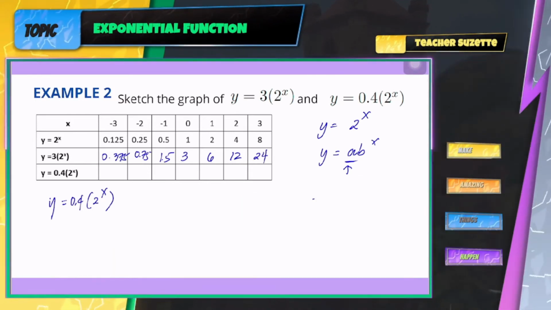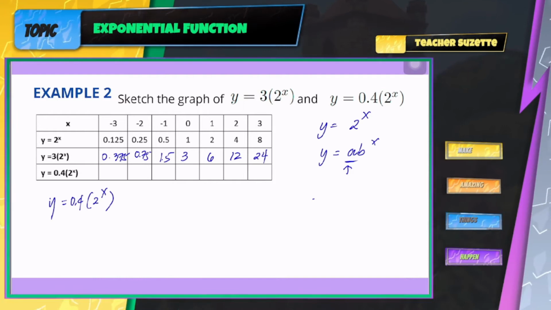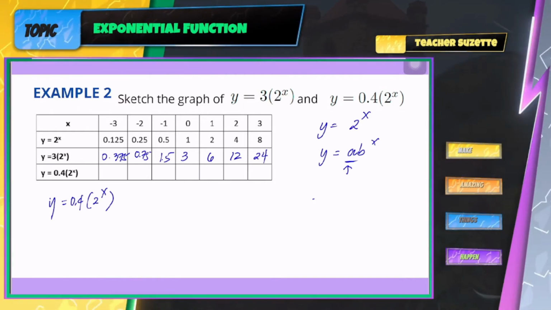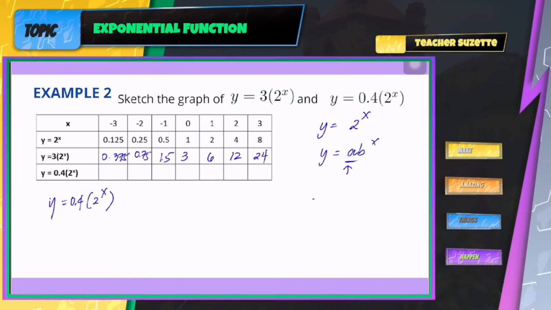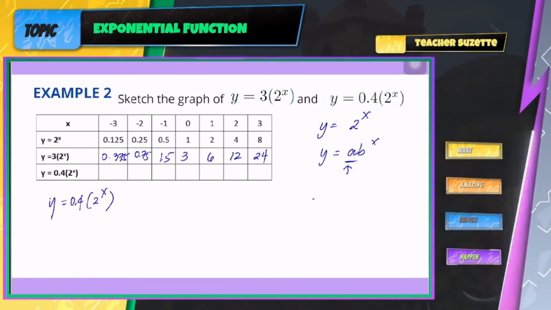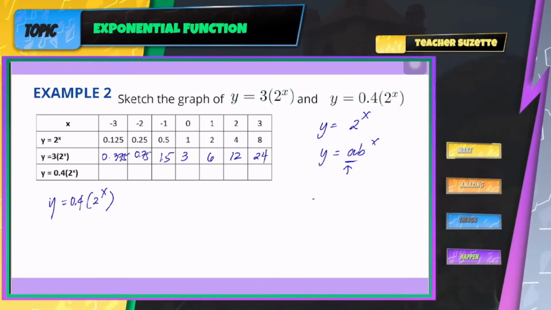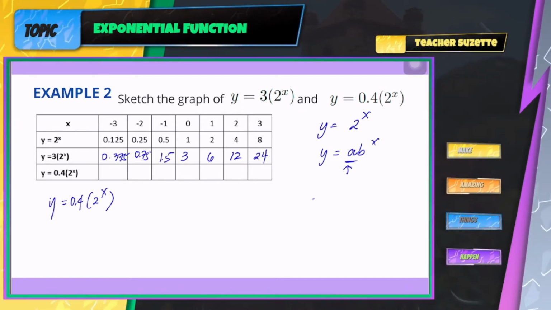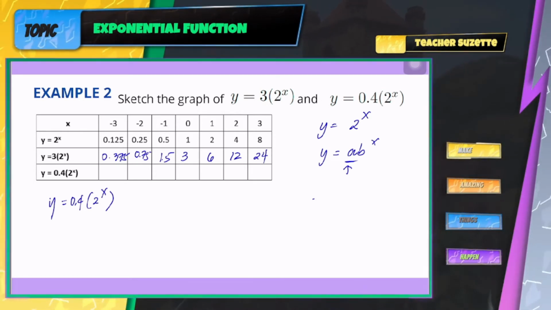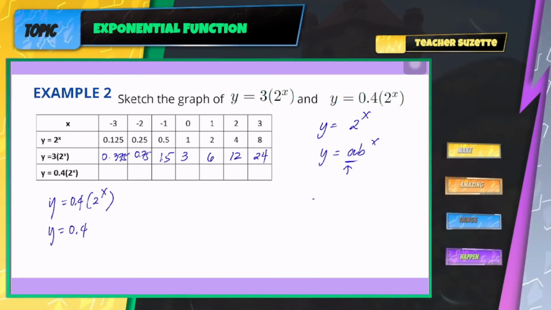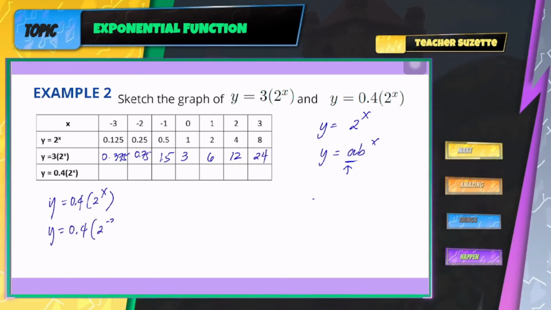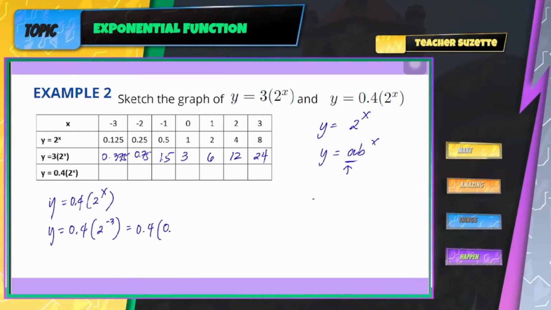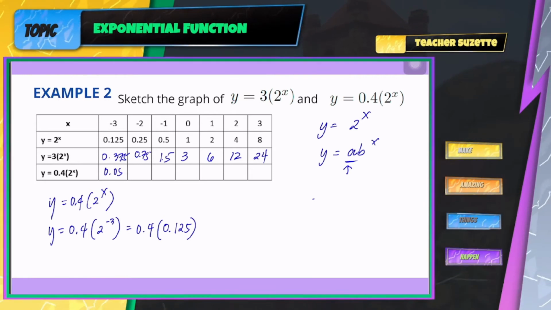Next, let's solve for the y coordinates of the function y equals 0.4 times 2 raised to x. So, same lang din po kanina. Given naman na yung 2 raised to x natin, so makukuha natin agad-agad yung ating y coordinates. Let's start with y equals 0.4 times 2 raised to negative 3, and 2 raised to negative 3 is equal to 0.125. So, we will have 0.4 times 0.125, which is equal to 0.05.